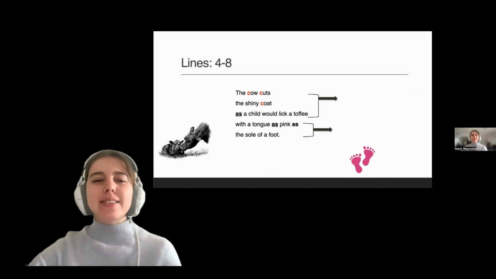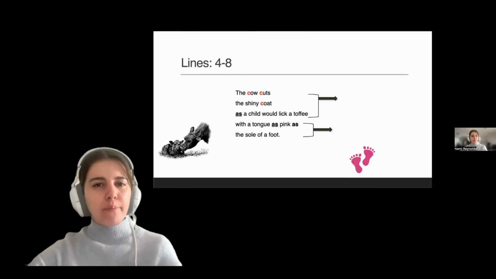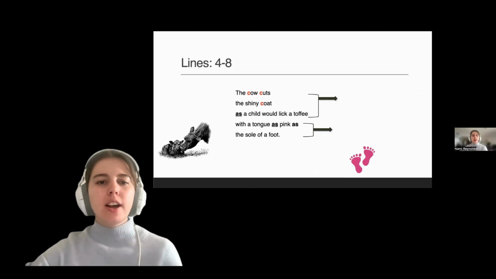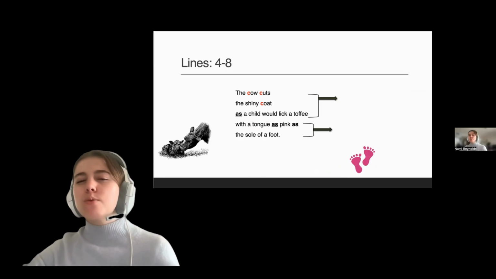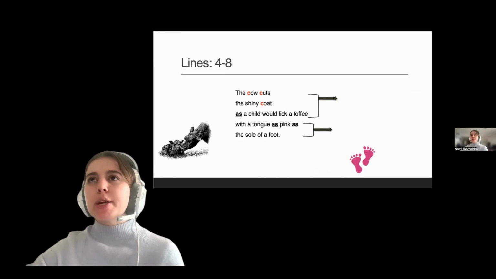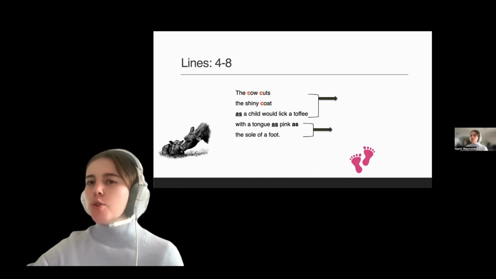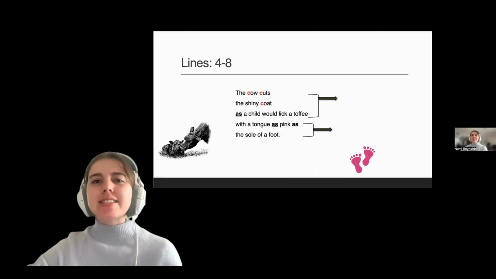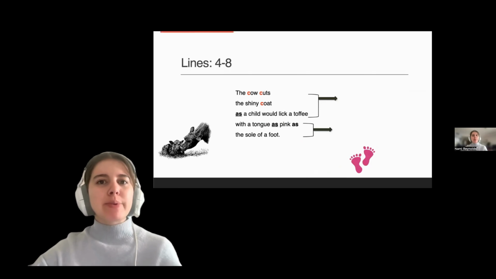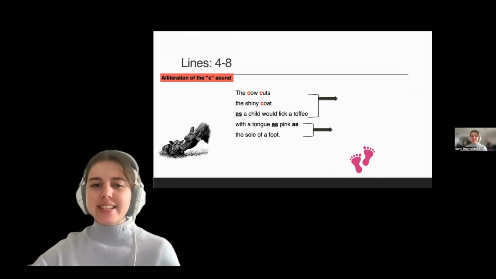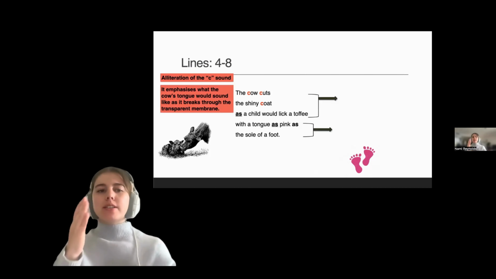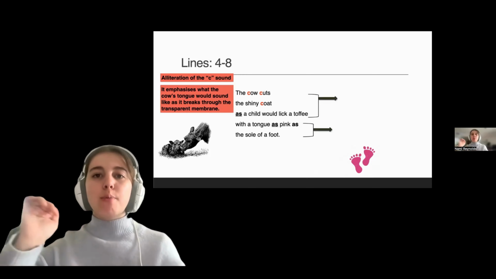The cow cuts the shiny coat. I see the repetition of a sound, the C sound. The cow cuts the coat. Hmm, what can it be? Maybe assonance? No, because assonance is vowel sounds. So this must be alliteration of the C sound. Great. And it emphasizes what the cow's tongue is going to sound like as it breaks through the birth sac.